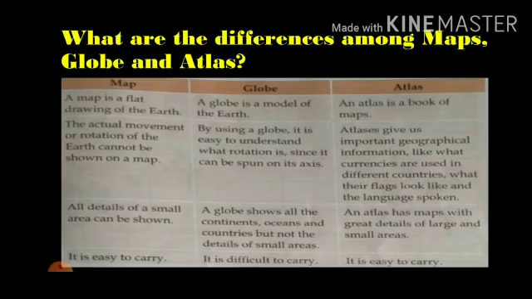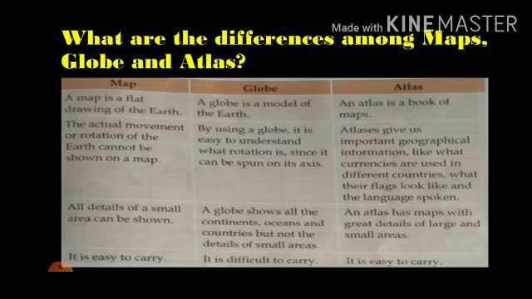Next, for a map, the actual movement or rotation of the earth cannot be shown on a map. Right, children? As I have told you earlier, a map can't show us the actual rotation of the earth. But a globe can show us the actual rotation of the earth. An atlas gives us important geographical information like what currencies are used in different countries, what their flags look like, and the languages spoken.